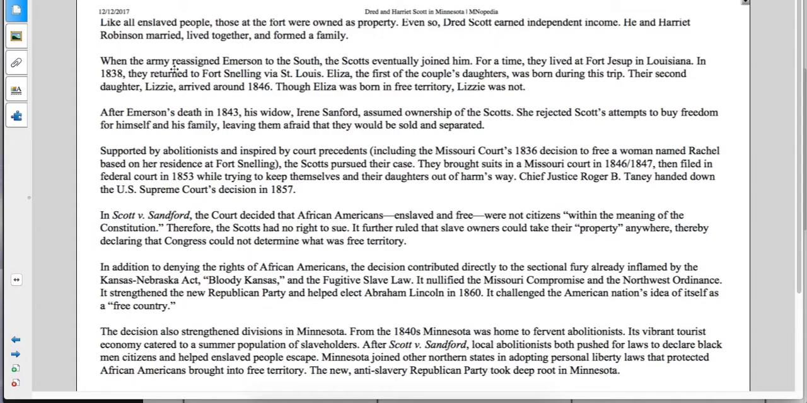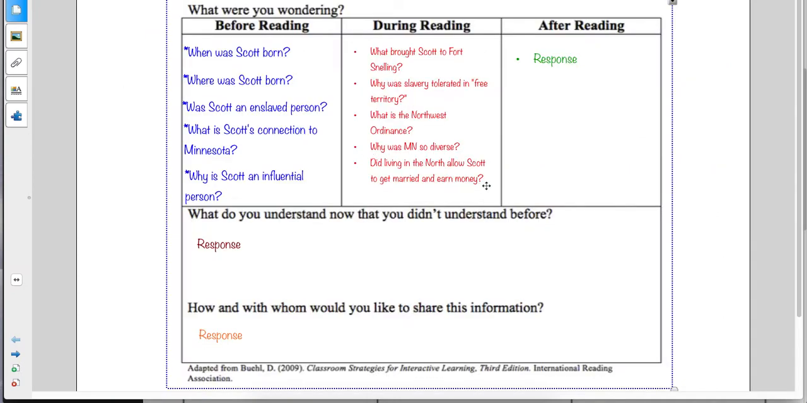When the Army reassigned Emerson to the South, the Scotts eventually joined him. For a time, they lived at Fort Jessup in Louisiana. In 1838, they returned to Fort Snelling via St. Louis. Eliza, the first of the couple's daughters, was born during this trip. Their second daughter, Lizzie, arrived around 1846. Though Eliza was born in free territory, Lizzie was not. Are their kids enslaved? I wonder. Another question.